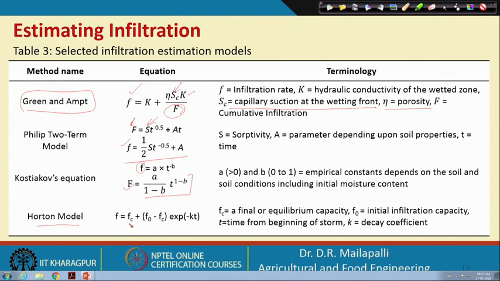Then the Horton model: f is equal to f c plus f naught minus f c times exponential. This is based on the infiltration behavior. So, this is f c and this is f naught. This is the nature of the curve, so that is exponential of minus k t. The difference is f naught minus f c. From this nature of the curve, we fitted this equation.